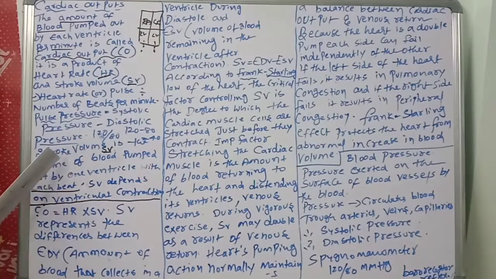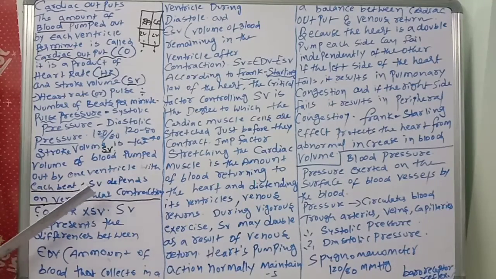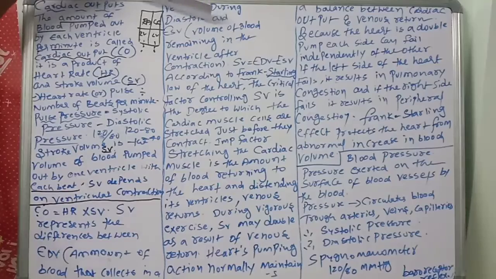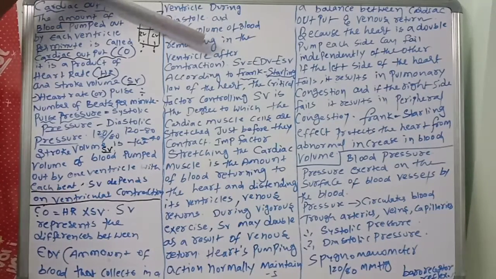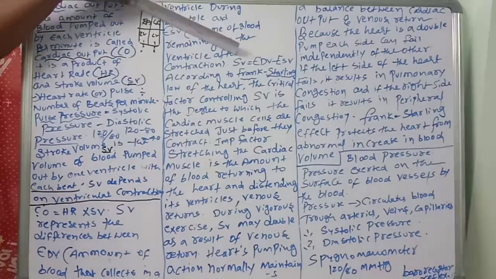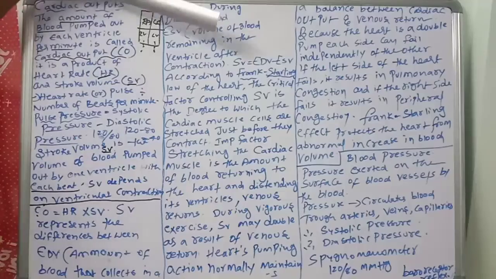The stroke volume is the volume of blood pumped out by one ventricle with each beat. So stroke volume depends on ventricular contraction. Cardiac output is equal to heart rate times stroke volume. The stroke volume represents the difference between EDV, the amount of blood that collects in a ventricle during diastole, and ESV, the volume of blood remaining in the ventricle after contraction. So SV equals EDV minus ESV.